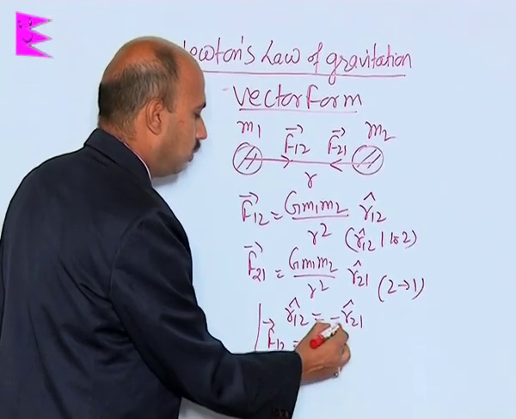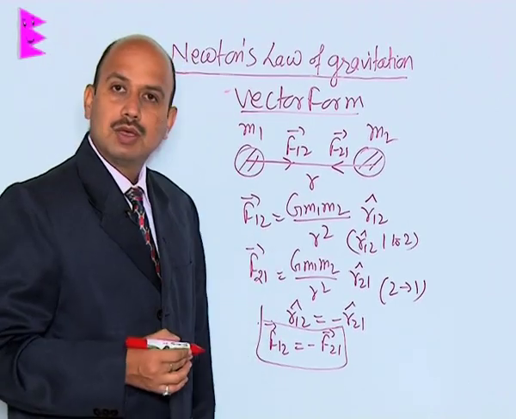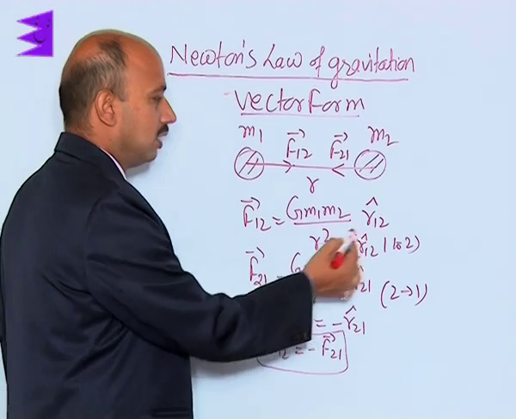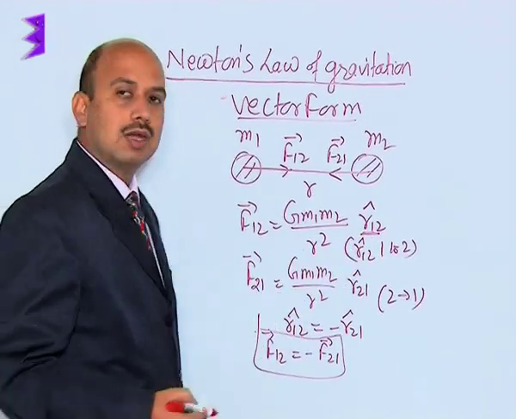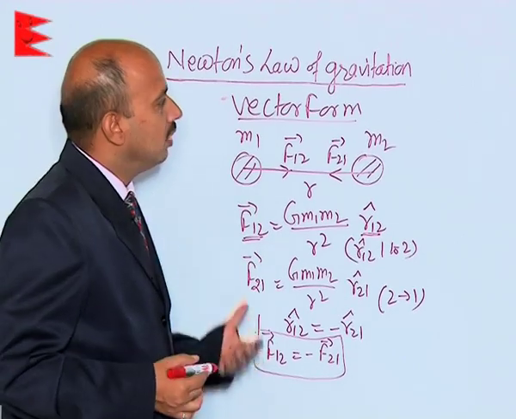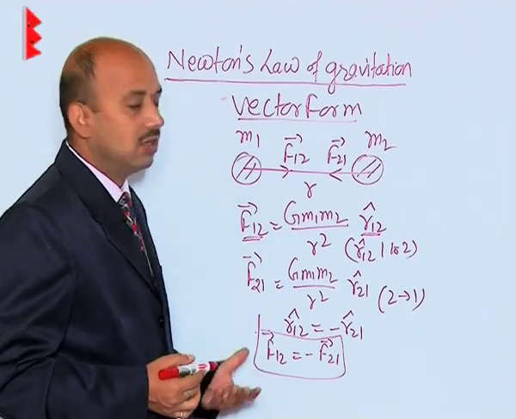So here is actually Newton's third law of motion, so we can use this concept. We have given the direction here, we have just put the unit vector, which makes this quantity a vector. So, this is Newton's law of gravitation in vector form.